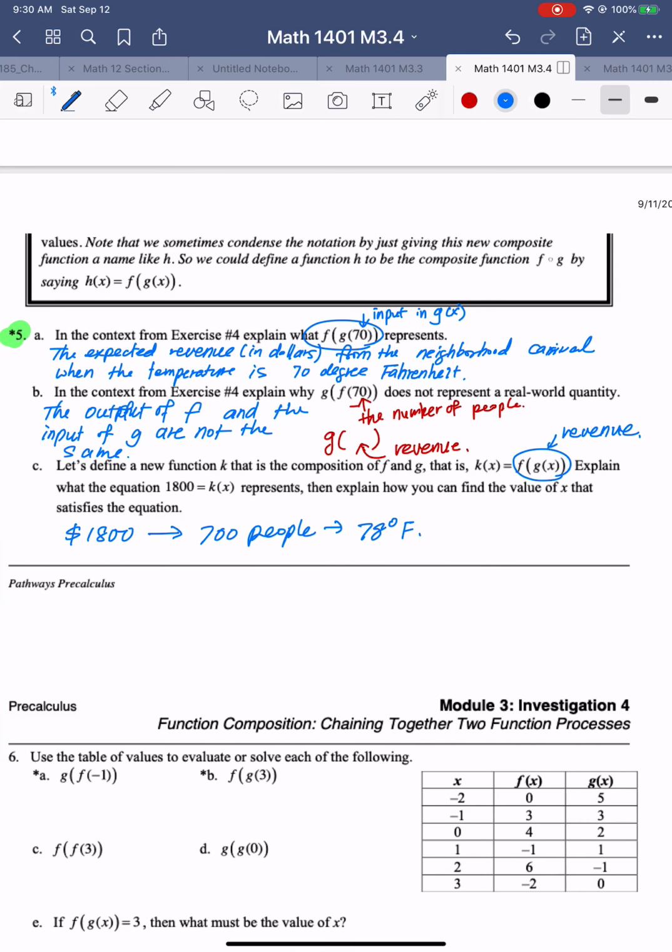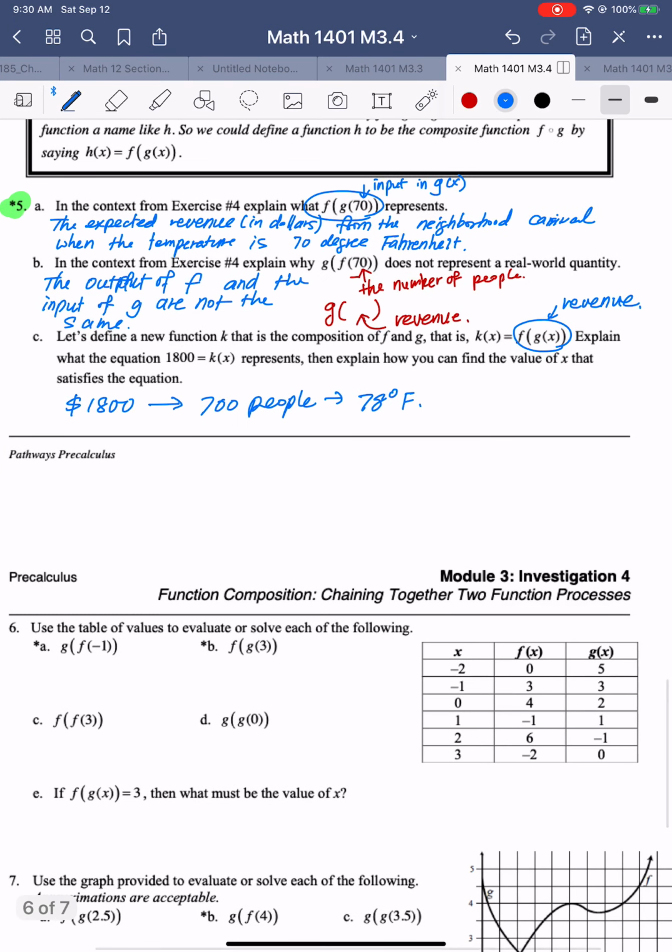Okay, so we can do it backward, okay? Instead of using the temperature to get the attendance, to get the revenue, we get the revenue to find out the number of people, and then we can get to the temperature too. So back and forth, we can do it either way.